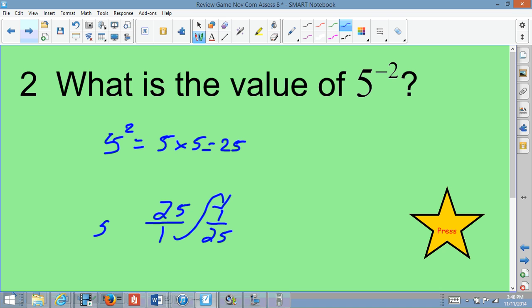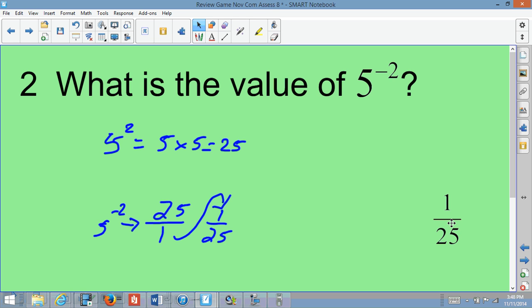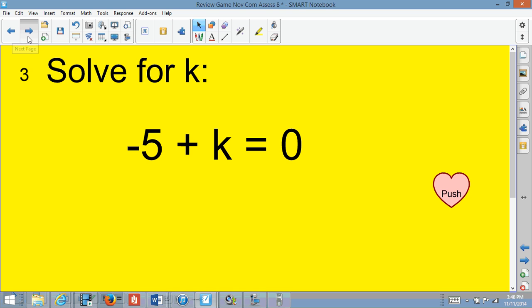So this will be equal to 5 to the negative 2 is the reciprocal of the positive power. So our answer is going to be 1 over 25. So that's going to be the value of that. Now, just because it has a negative sign, don't let that fool you with the exponent, because that means it's a fraction. So be careful. If you know the positive power, then you know its reciprocal. All right, let's keep moving.